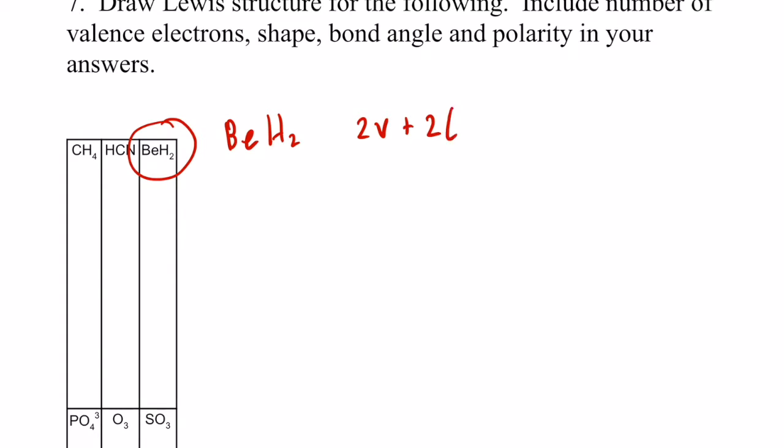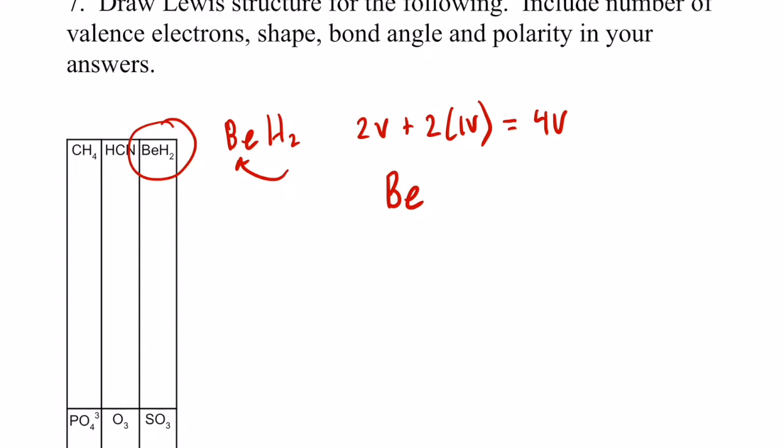And there are 2 hydrogens, and we've already determined in an earlier problem that they have 1 valence electron. So 2 plus 2, I have 4 valence electrons I'm allowed to deal with. Now recall that beryllium is one of the exceptions to the octet rule. It turns out to be stable with just 2 pairs around it.